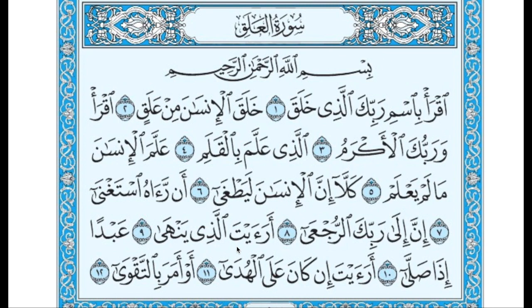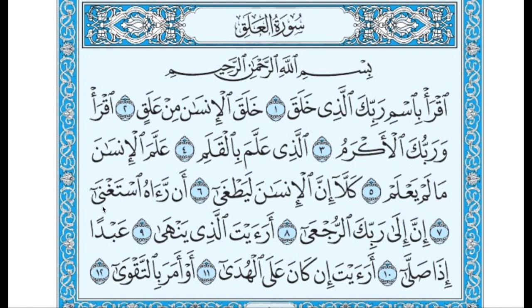Ara'ayta, have you seen? Here we have a sukun on the ya. Ara'ayta. Alladhi yanha. Yanha, prohibits. Here's the noon. Yanha. And again, this is called alif maqsura. It's alif and ya in a combination letter because when it ends here, it's an alif. If you're going to add something to it, it becomes a ya. Abdan, a servant.